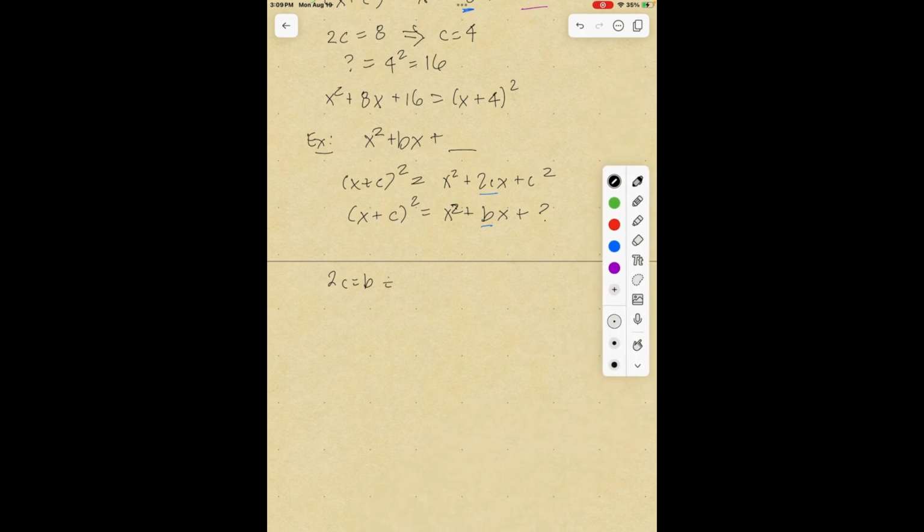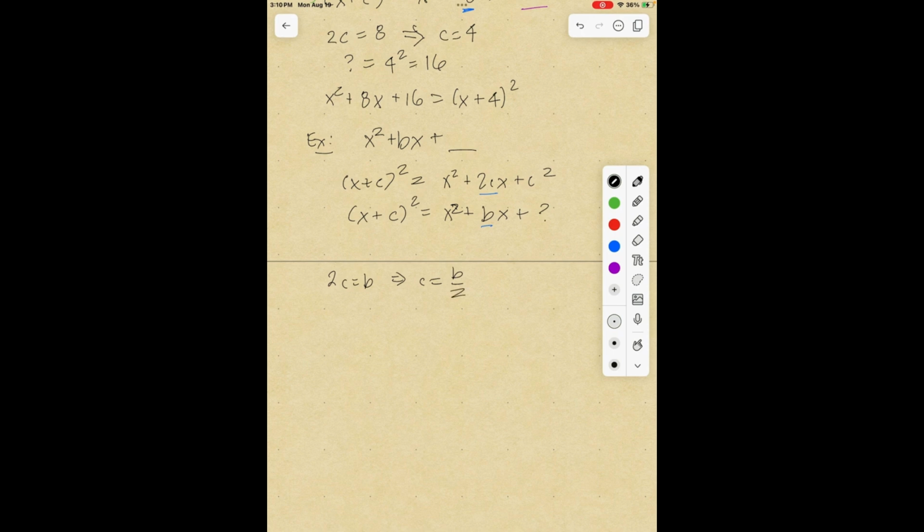So therefore, b is equal to... wait, no, we just figured out that b is equal to 2c. Oh yeah, okay, b is equal to 2c, right. So therefore, what is c equal to? Therefore, c is equal to b over 2, because you just divide both sides by 2.